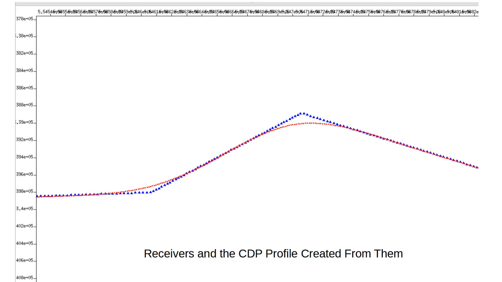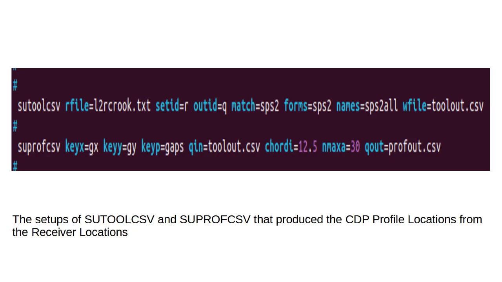A CDP profile created by program SuPro CSV. Each red dot is the center coordinates of a CDP. This CDP profile was created using receiver locations. Only the receivers.